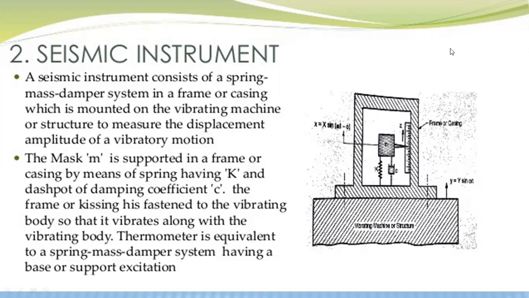You can see the different constructional details of the seismic instrument. It is the casing. And next, a mechanical guide is developed on this system. The mass should develop a vibratory motion. That is called the mechanical guide.